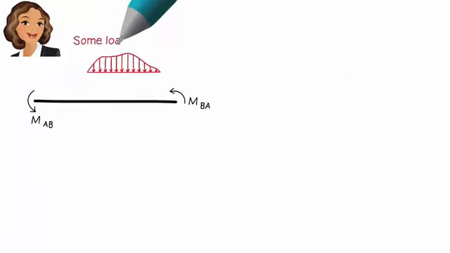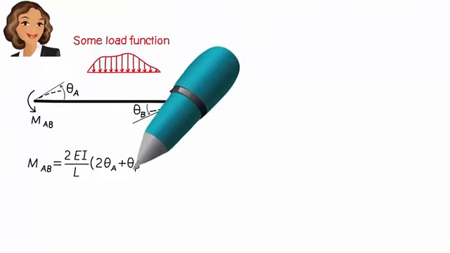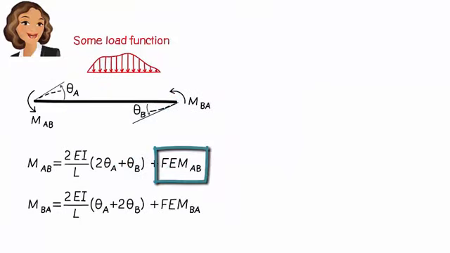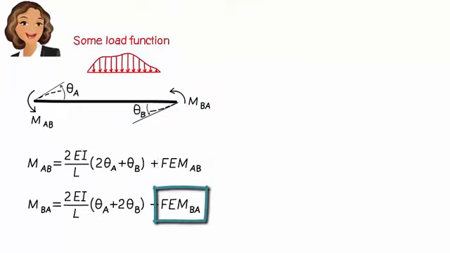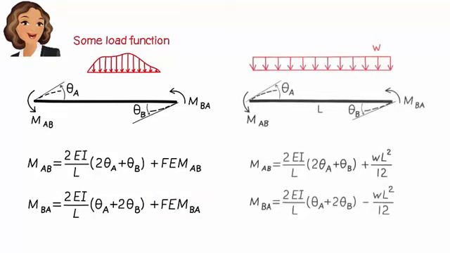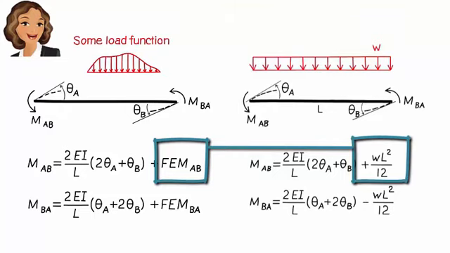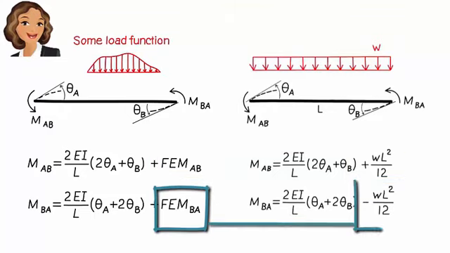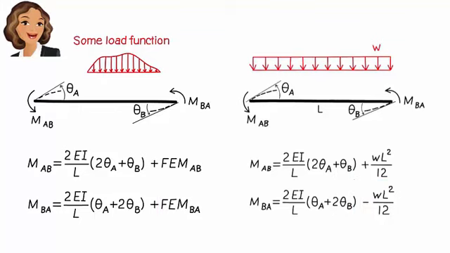Generically, we can write the slope deflection equations as, where FEM sub AB stands for fixed end moment at end A and FEM sub BA represents fixed end moment at end B. So for a uniformly distributed load of W, FEM AB is positive WL squared over 12 and FEM BA is negative WL squared over 12. Note that here too, we are using counterclockwise direction as positive. So this represents a counterclockwise moment, whereas this represents a clockwise moment.